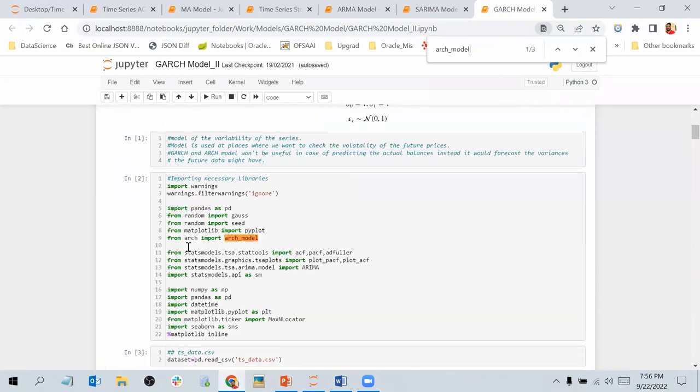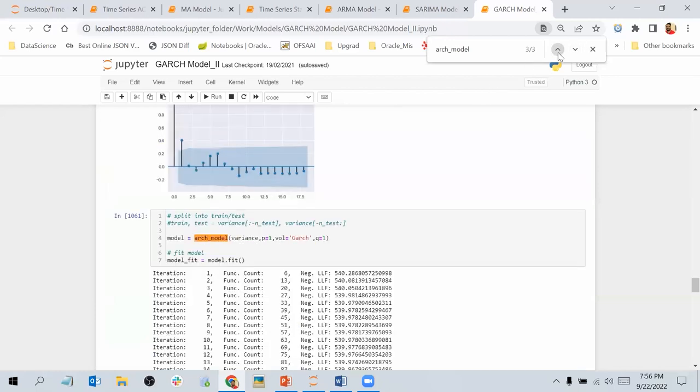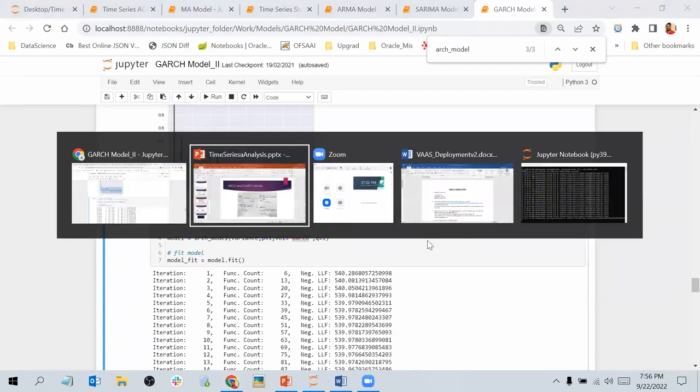There is a library called ARCH. In this, you have the arch_model, and you can pass your P and Q values. If you provide vol equal to GARCH, this is going to consider building the GARCH model.